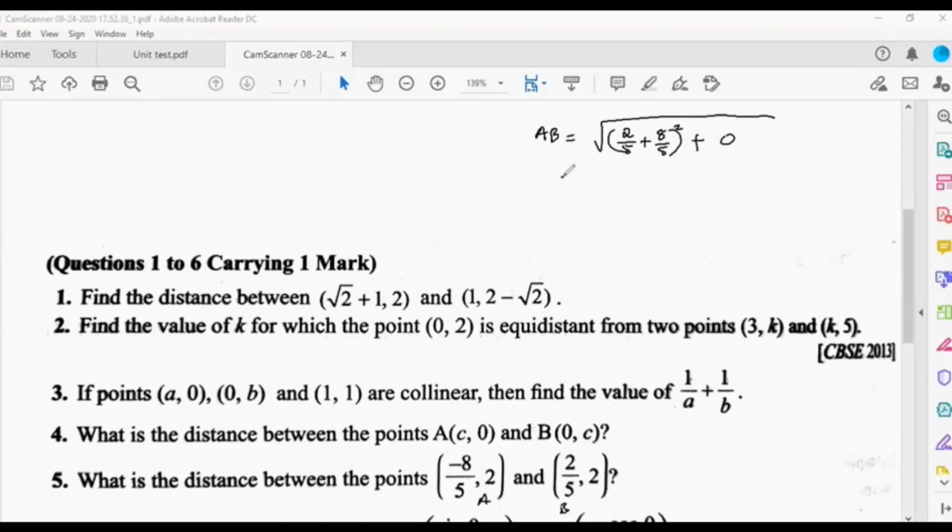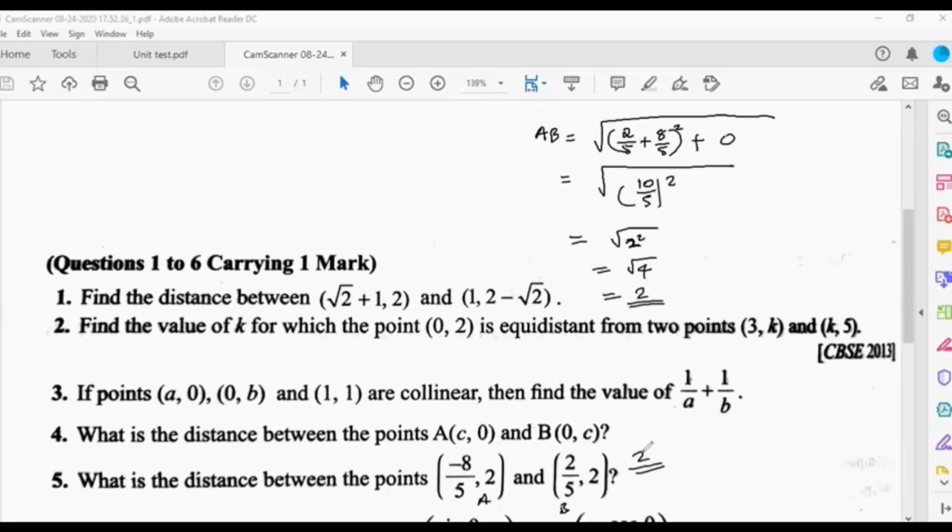Next step, square root of what is 2 by 5 plus 8 by 5? It is 10 by 5, the whole square. What is 10 by 5? It is 2, so 2 square means 4. So the square root of 4 is 2. So 2 is the answer.